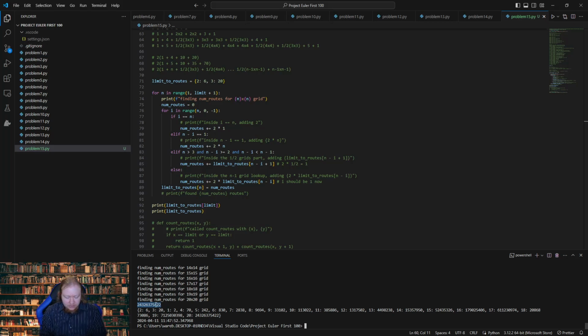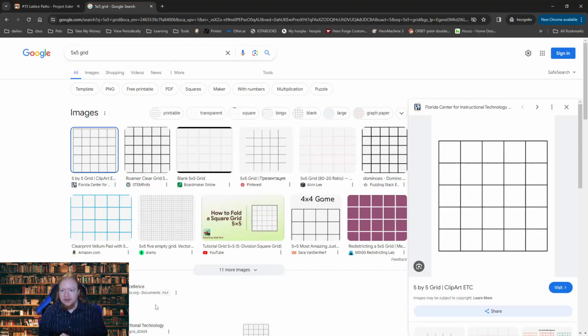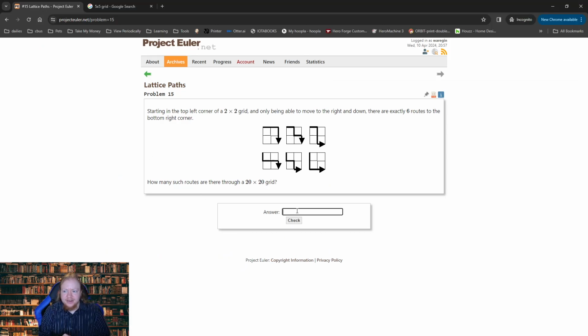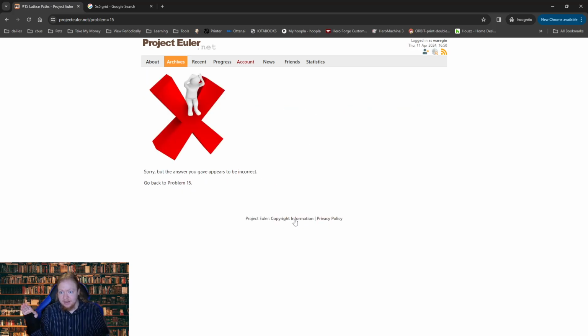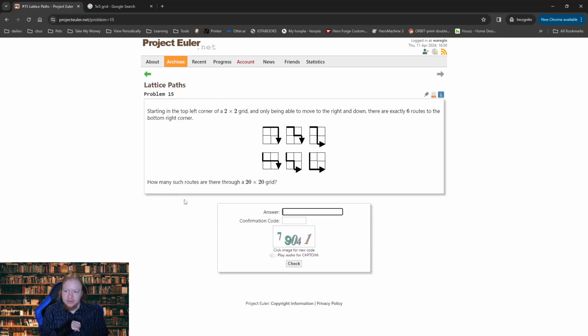But let's throw this giant number into Project Euler and see if we have found the answer. It's very exciting for me. Maybe. Nope. Okay. But I think we're a lot closer than at any point yesterday.